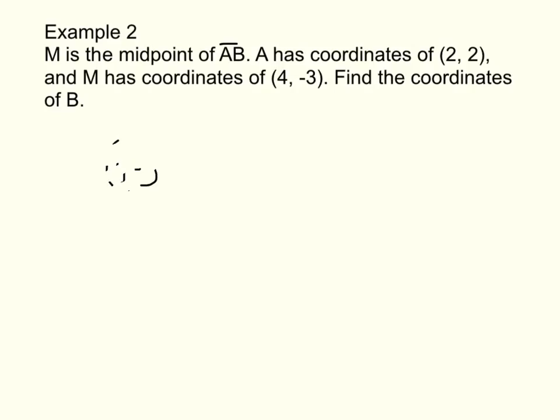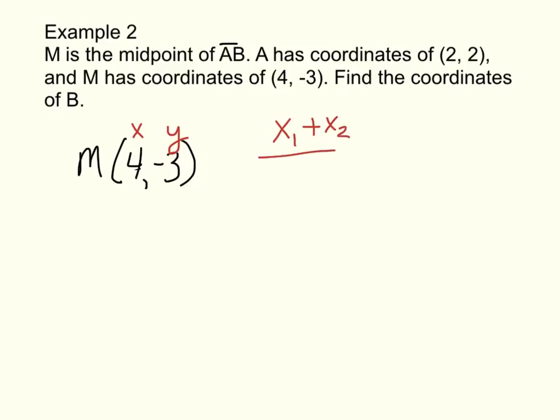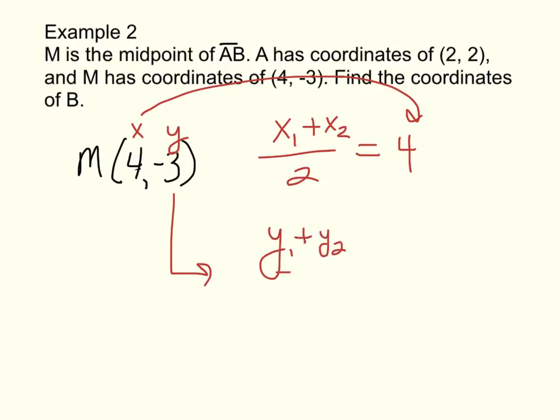Let me actually make that look like a point: (4, -3). There's your midpoint. Now, this is your x value, this is your y value. So remember what you have to do. Your x value comes from taking your x values, adding them together, and dividing by 2, and that would give you an x value of 4. The y value would be taking the y values, doing the same thing, dividing by 2, and that would give you -3.